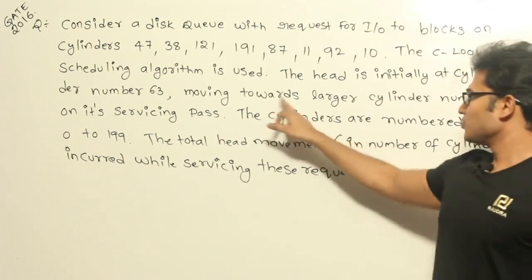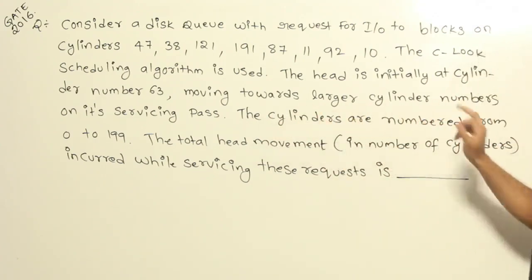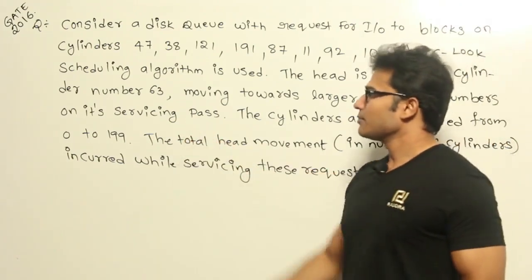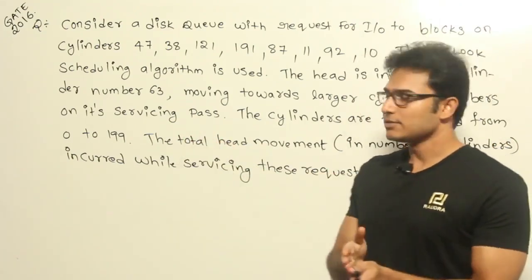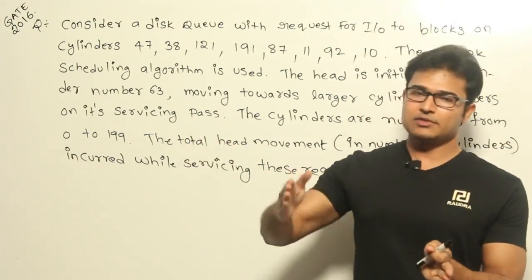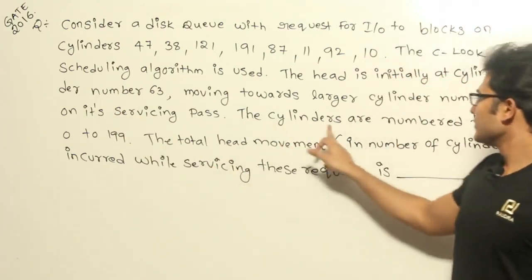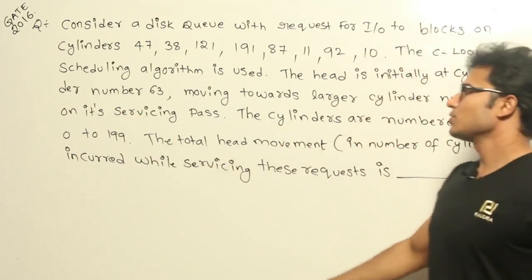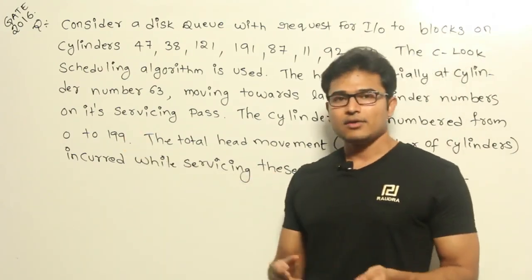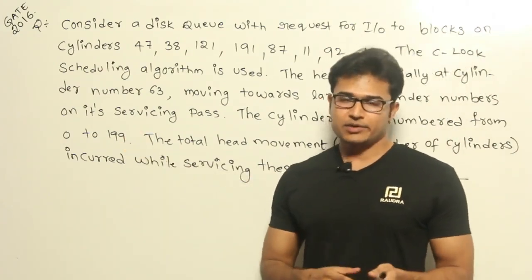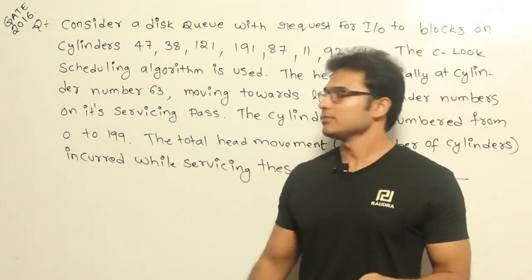Now they are saying that it is moving towards the larger cylinder numbers on its servicing pass, which means it is starting at 63 and then it is going to 64, 65, 66, and so on towards the higher end. Now the cylinders are numbered from 0 to 191, and the total number of cylinders we have is 200, from 0 to 191, right?